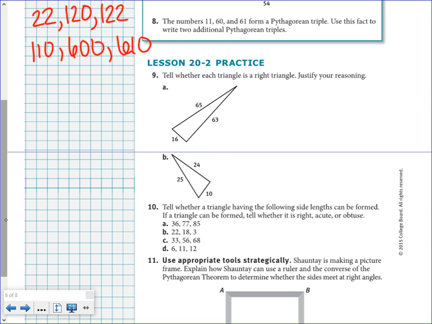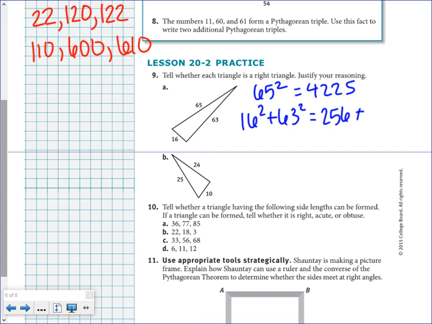So when you're looking at this, you may be a little bit confused. Which one's my hypotenuse? Well, which one is the biggest number? The 65. So that is my c squared. So 65 squared is 4,225. My other two are my a squared and my b squared. So 16 squared is 256. 63 squared is 3,969. And if you add those together, you get 4,225.